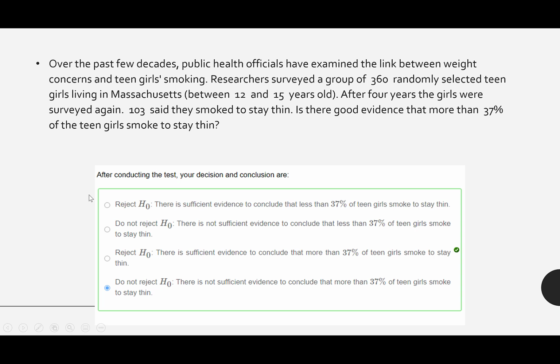So going back and looking at the choices that I had for this particular homework problem, we went through and said we have a very large P. With the very large P, we want to not reject the null hypothesis. We do not have sufficient evidence to conclude that more than 37% of teen girls smoke to stay thin. So that was a really quick example, but I hope it helps as you try to do these problems.